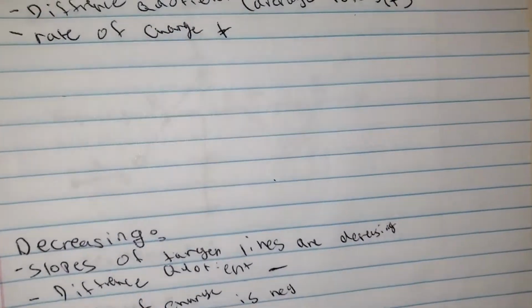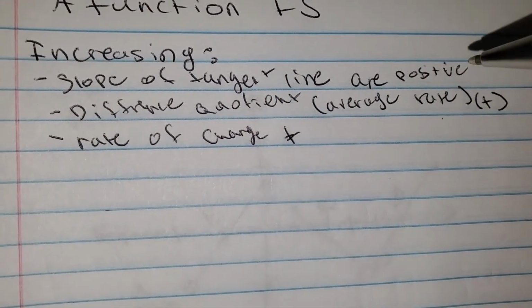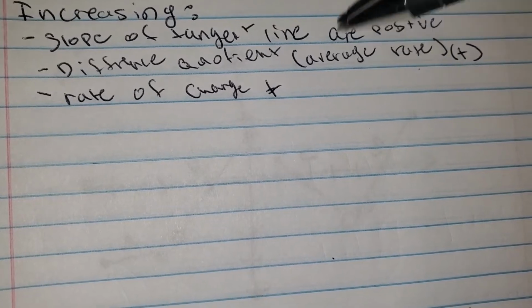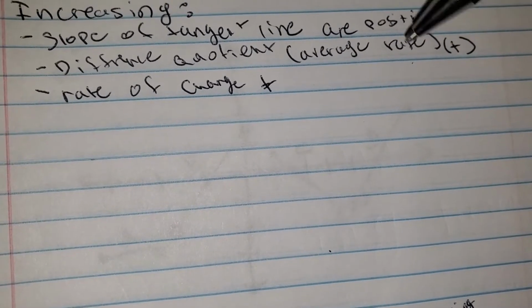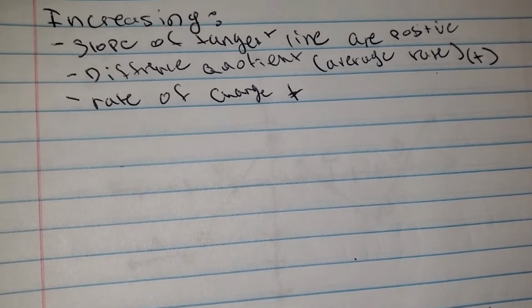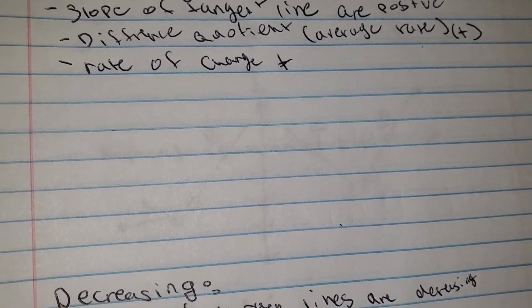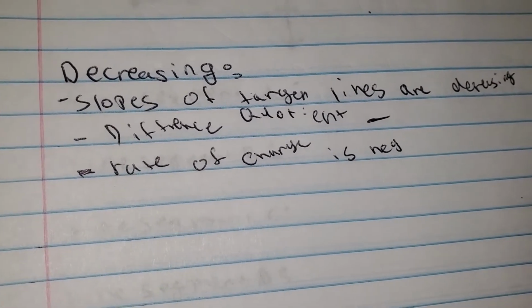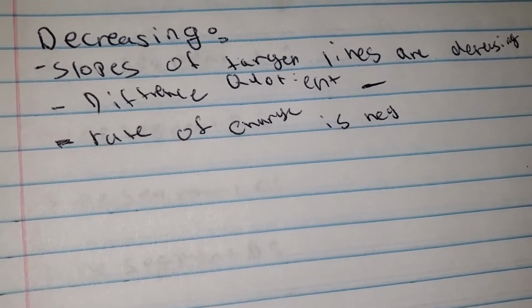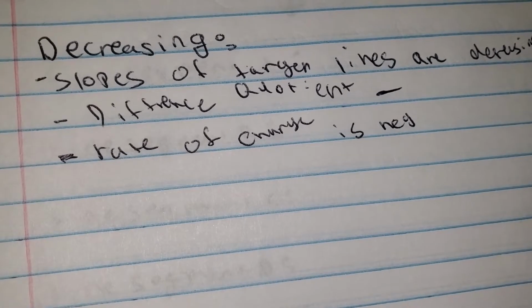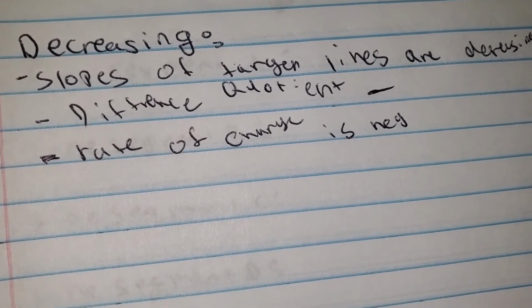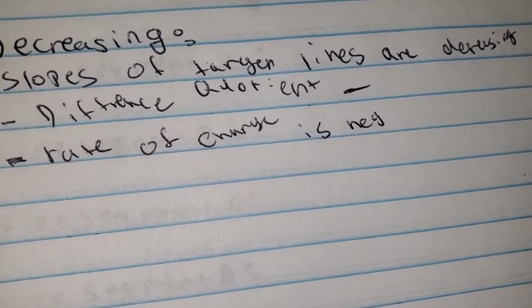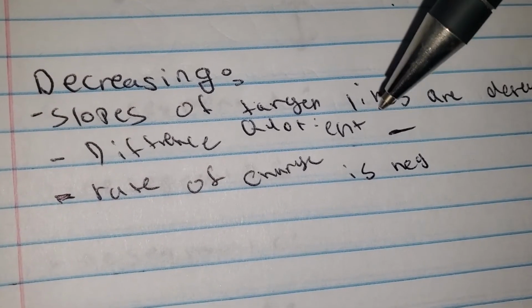So the instantaneous rate of change, the slope of the tangent lines, is positive for increasing, or the average rate of change, the difference quotient, is positive as well. Both rates of change are positive, and that's another form. A decreasing function means the slopes of the tangent lines are negative at an instant. If the difference quotient, the average rate of change, is negative, it's decreasing.